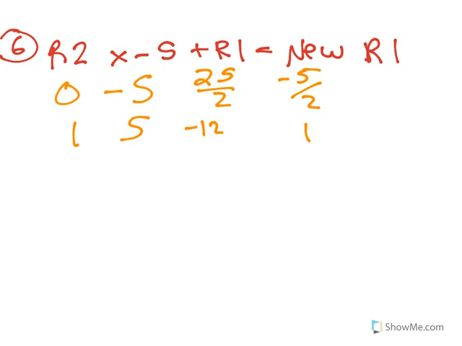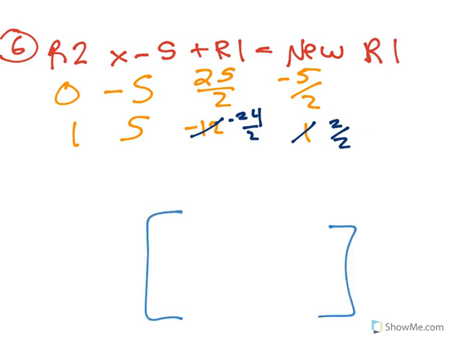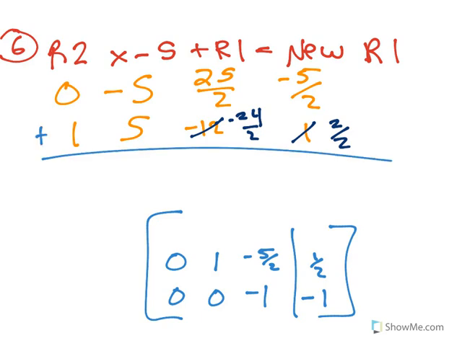Now at this point, I'm going to be dealing with fractions. So I do think it might be helpful to say, well, -12 is the same as -24 over 2, and +1 is the same as 2 over 2, because I'm going to have to add fractions. So let's make our life a little easier if possible. We know row 3 is going to stay the same, 0, 0, -1, -1. And we're creating a new row 1. So our row 2 is going to stay 0, 1, -5 halves, 1 half.